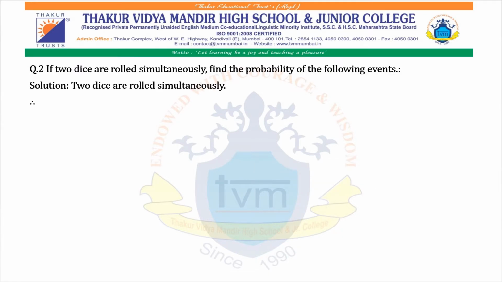Question 2. If two dice are rolled simultaneously, find the probability of the following events. Solution. Two dice are rolled simultaneously.